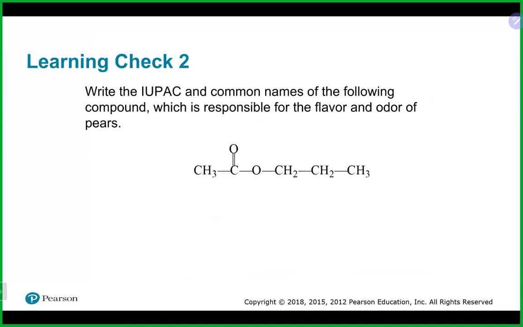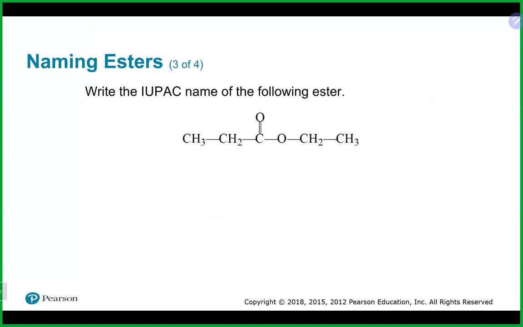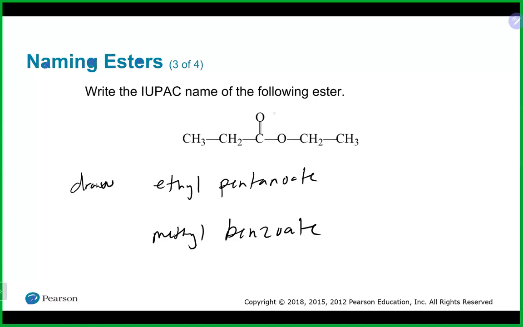All right, so why don't you name this ester? Why don't you draw, let's do ethyl pentanoate. Let's do methyl. Really, our ester group is right around here. So if we could see that.